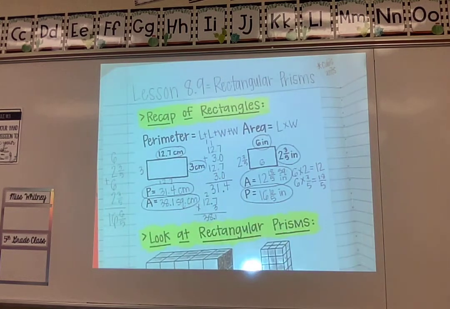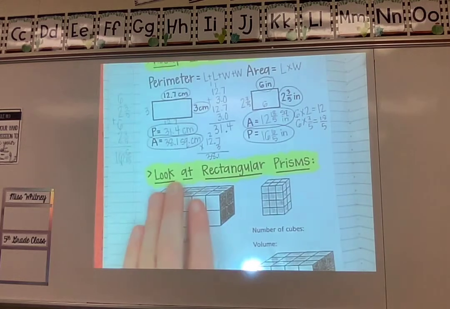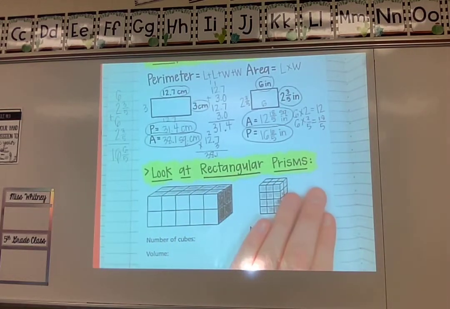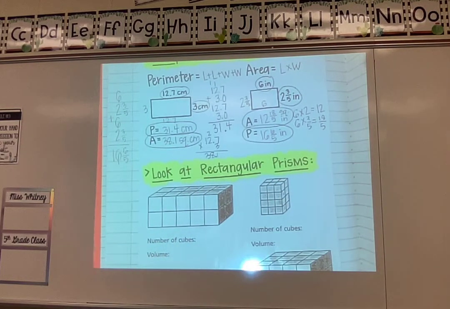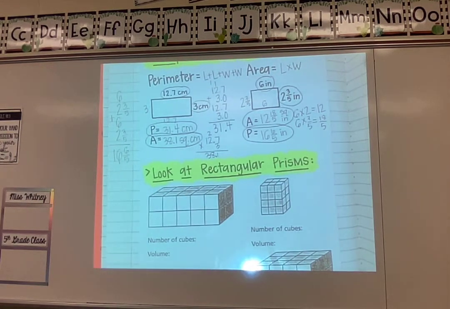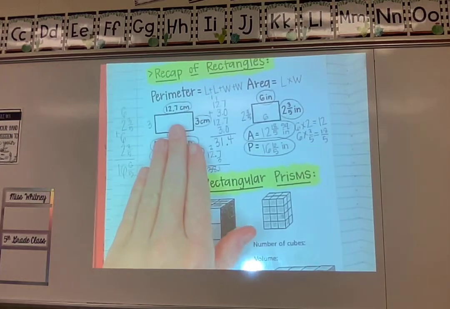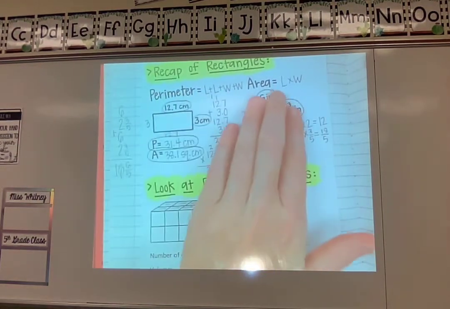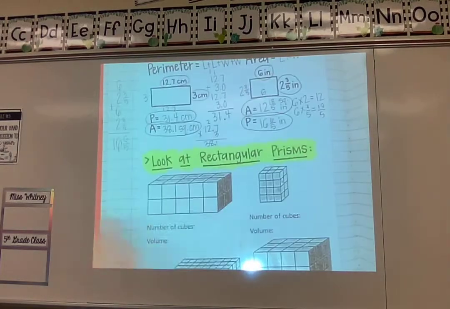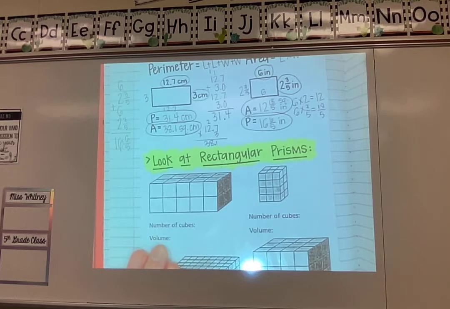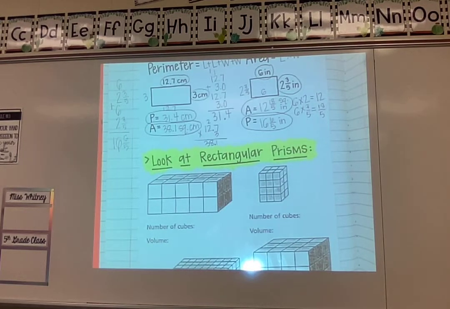But that is recap. Today, we are looking at rectangular prisms. So these are like a rectangle except they're 3D, like a box. You'll notice these look like little 3D boxes. On a flat rectangle, we can calculate the perimeter or the area. On a rectangular prism, we calculate what is called volume. And volume is the amount of little cubes that can fit in there. That's what volume means. How much can fit inside of that rectangular prism.